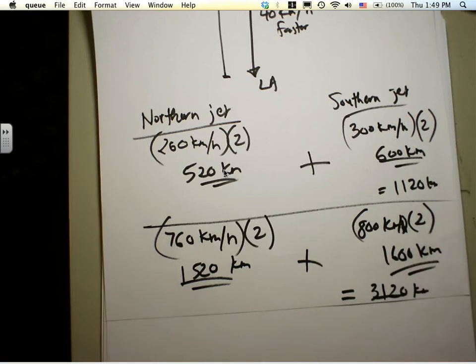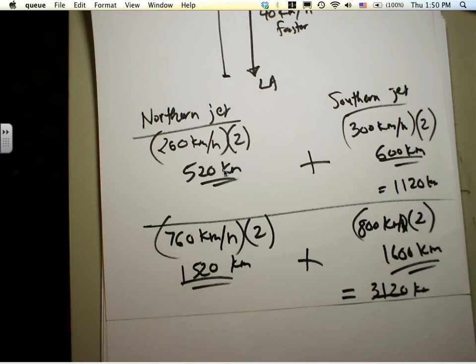So you know at least that the speed of the two jets has to be between 300 and 800 kilometers per hour for the southern jet. Does it make sense? Okay, so at least I have an idea of what I'm looking for. Why am I doing this to you? Because I want you to see what your answers will fall into, instead of just hoping to solve something that you don't understand.